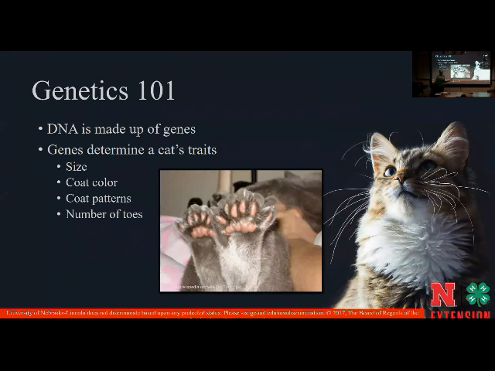If you came to the talk last year, we did one on genetics and talked a little bit about that. As a refresher on our genetics topics: DNA, all of us have it. It's made up of genes, and genes are what determine our traits, and how we appear as well as how our cat appears. They determine things like the size of the cat, the color, the pattern, as well as the number of toes. Some cats have extra toes, and here's a picture of a cat with an extra toe, because some are genetically predisposed to have one. That's called being polydactyl. You may not have known that word, but that's cats with extra toes.